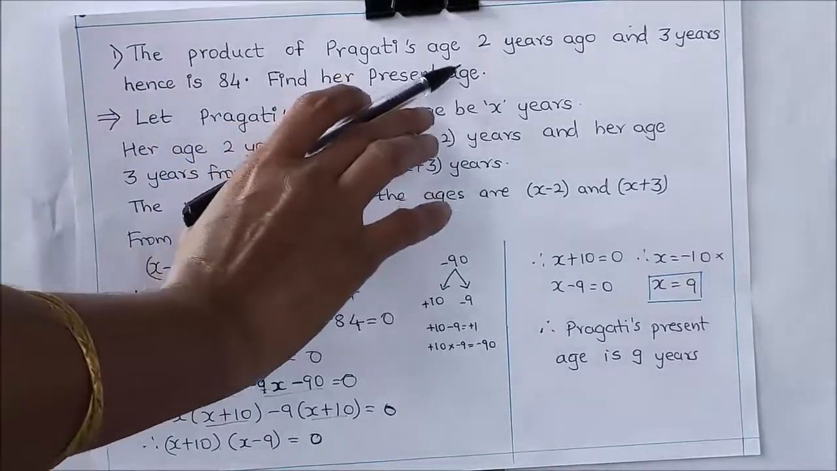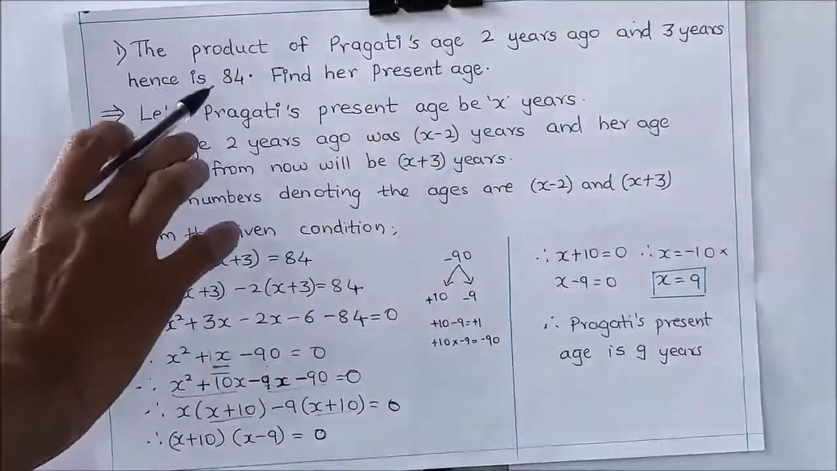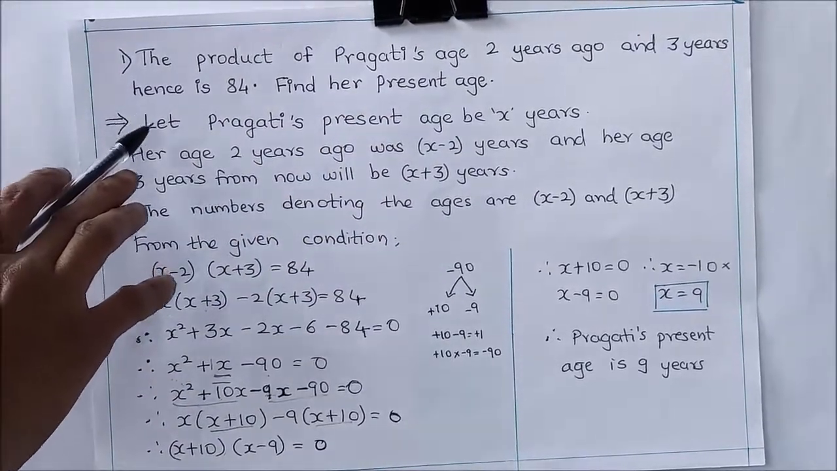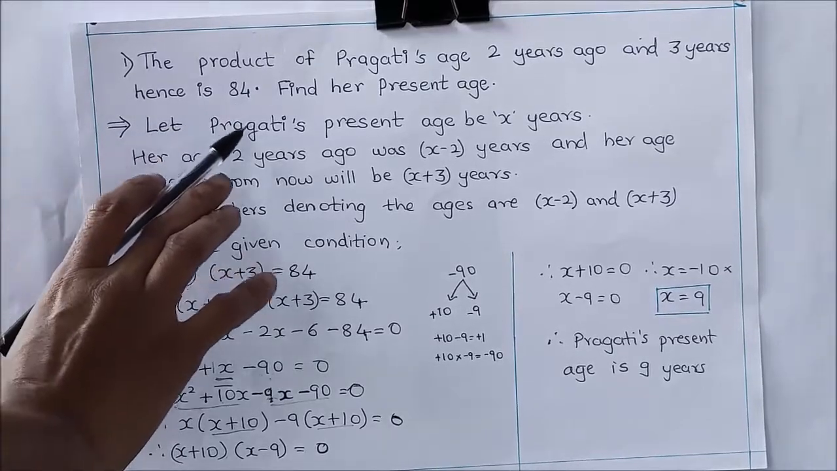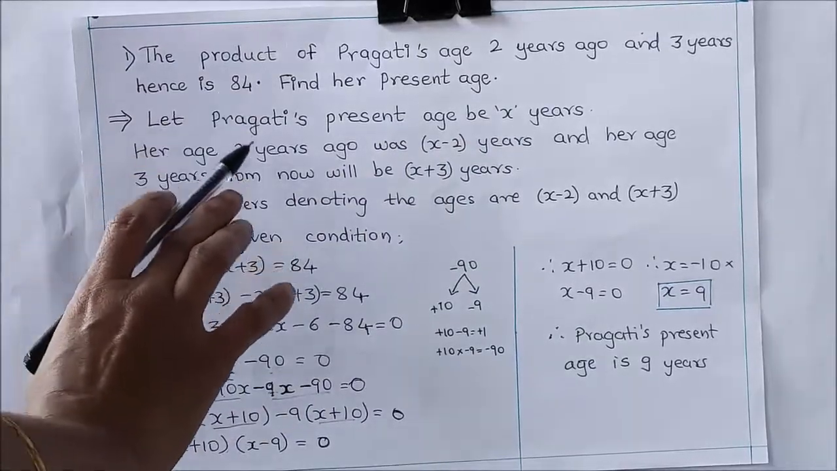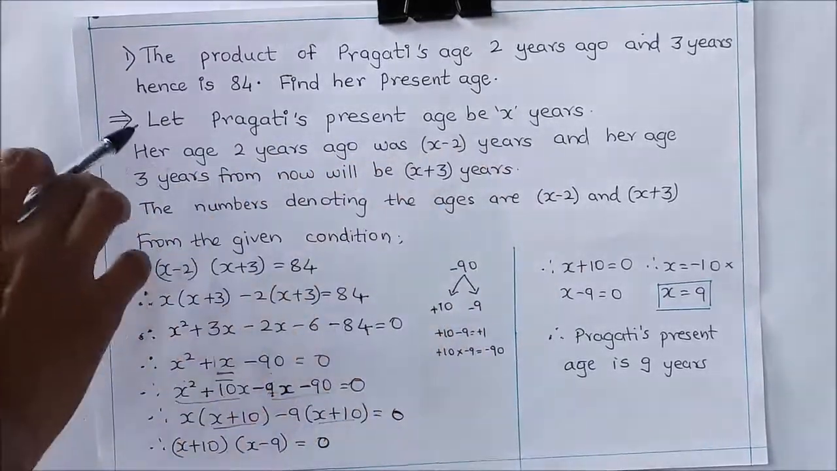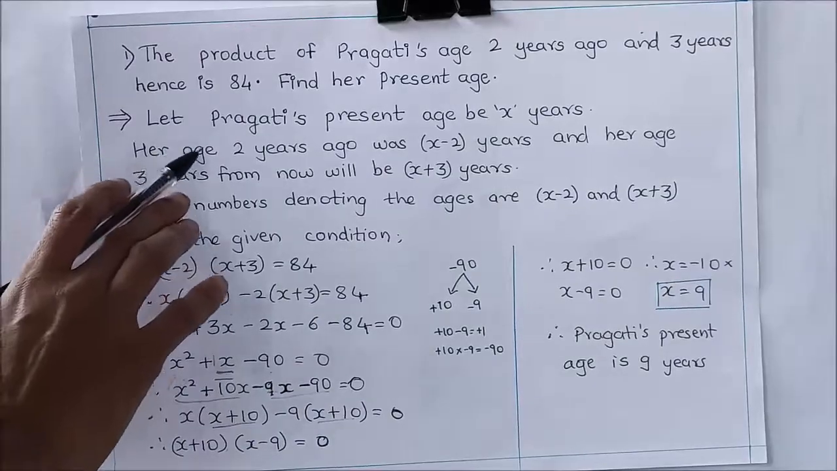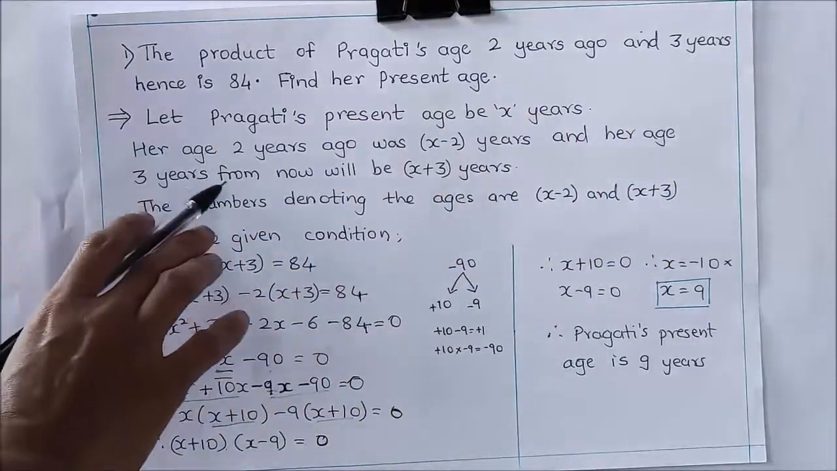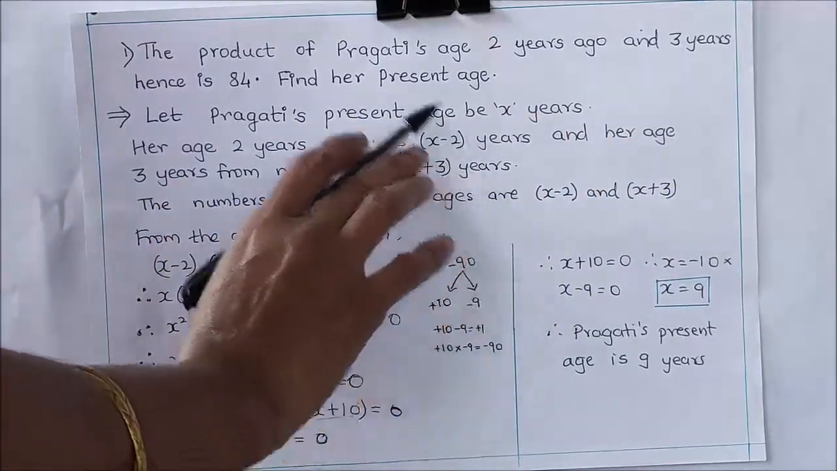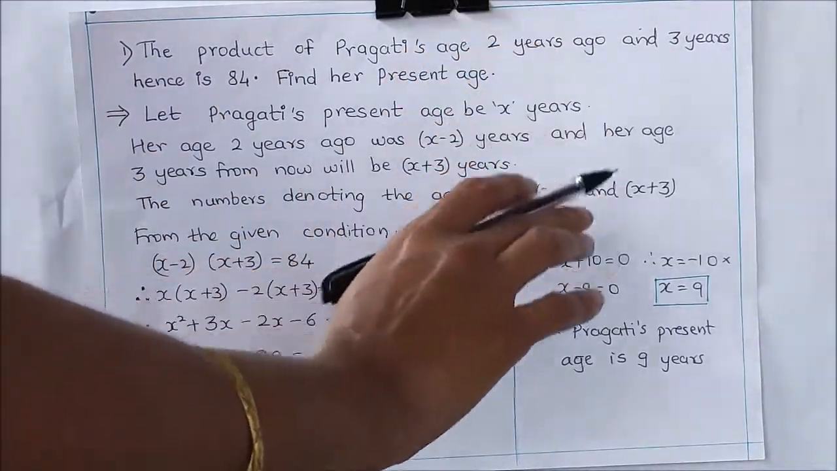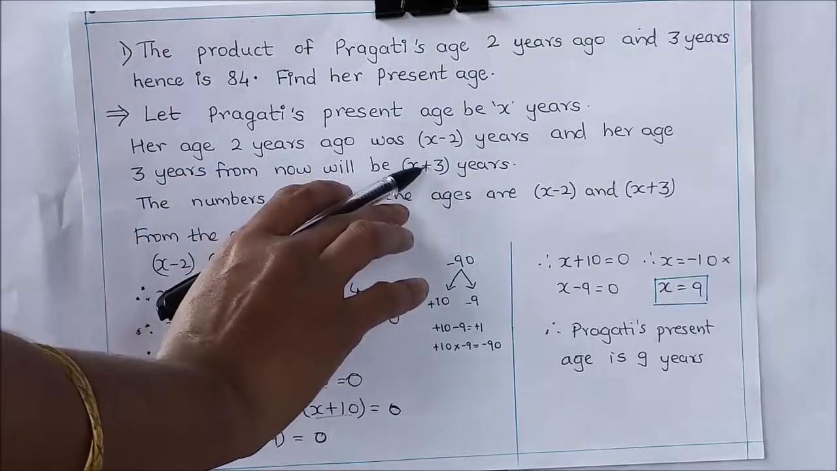The product of Pragati's age 2 years ago and 3 years hence is 84. Find her present age. This is our first example. Let Pragati's present age be x years. Here her age 2 years ago was x minus 2 years, and her age 3 years from now will be x plus 3 years, as given in the question.